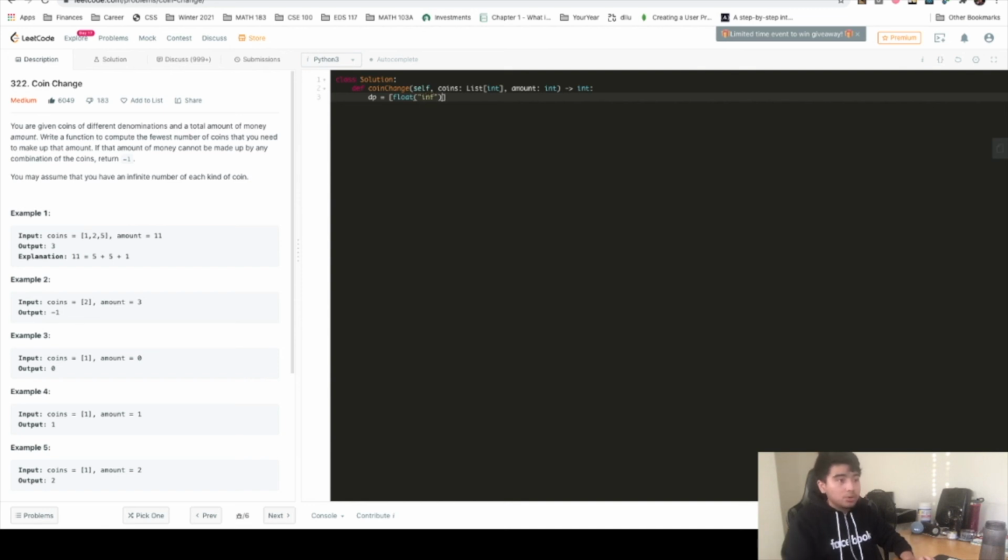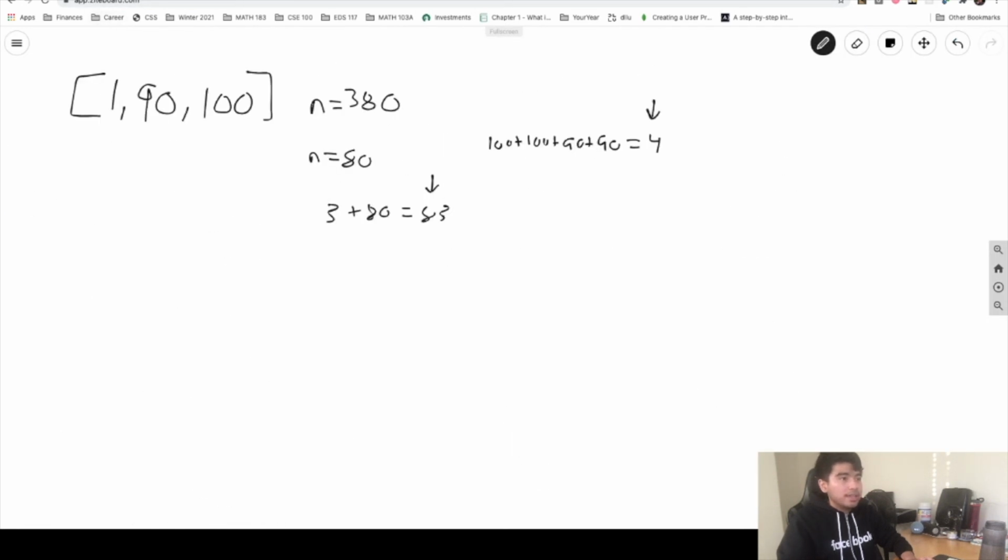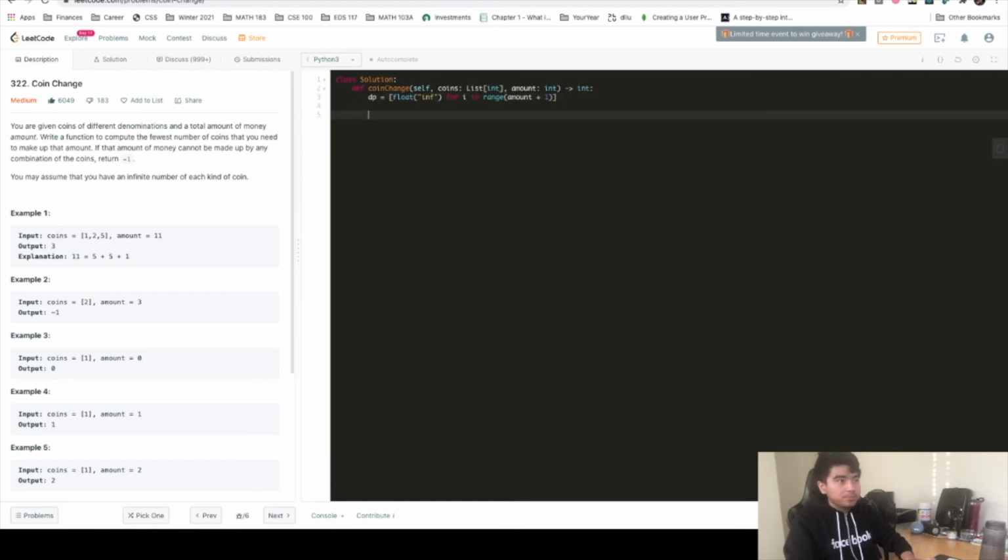So we're going to make that DP array that we said. We're establishing it to infinity, and this is a list comprehension in Python. Oh, sorry, this should just be the range of the amount plus 1. So this basically makes our DP array that we have here, and that just establishes it to infinity. All right, that's great. Let's do our base case. So our base case is dp of 0 is equal to 0.